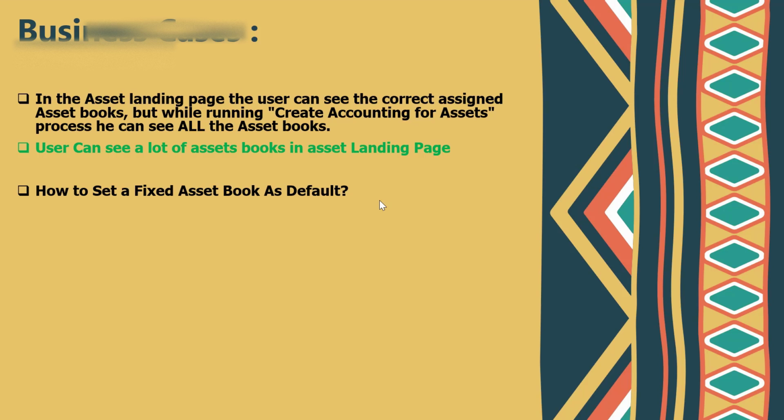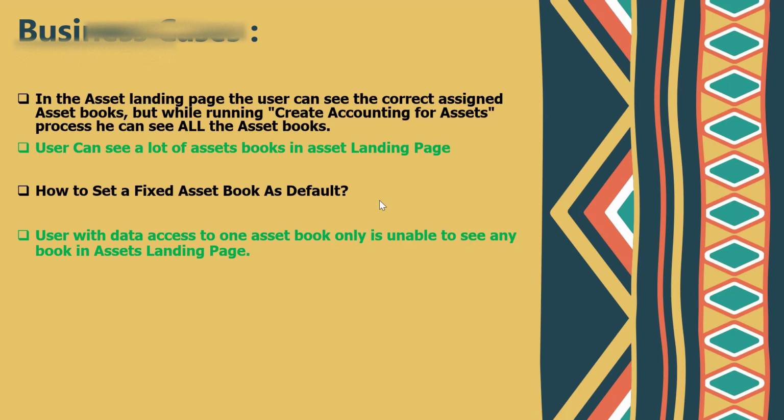Let's come back to the slide. The fourth business case: a user with data access to one asset book only is unable to see any books in the assets landing page. In some cases, you assigned the asset book through Manage Asset Book Data Access for Users to the user, as I showed you before. But when the user tries to make any transactions, he cannot see this book. So in this case, how to resolve it?